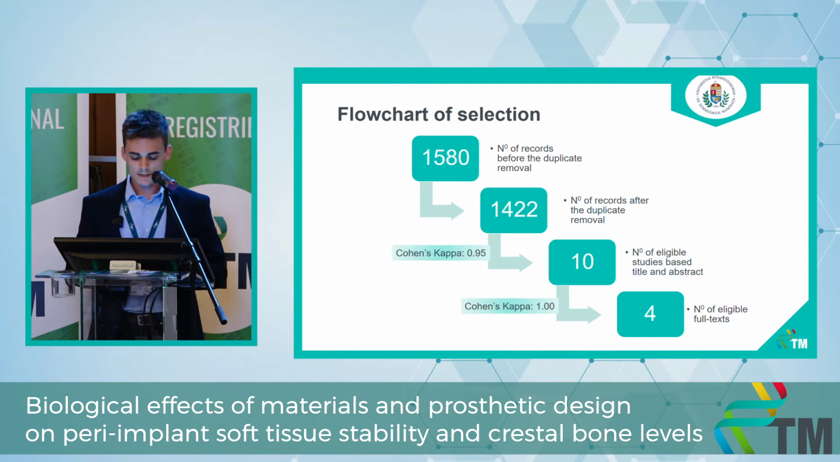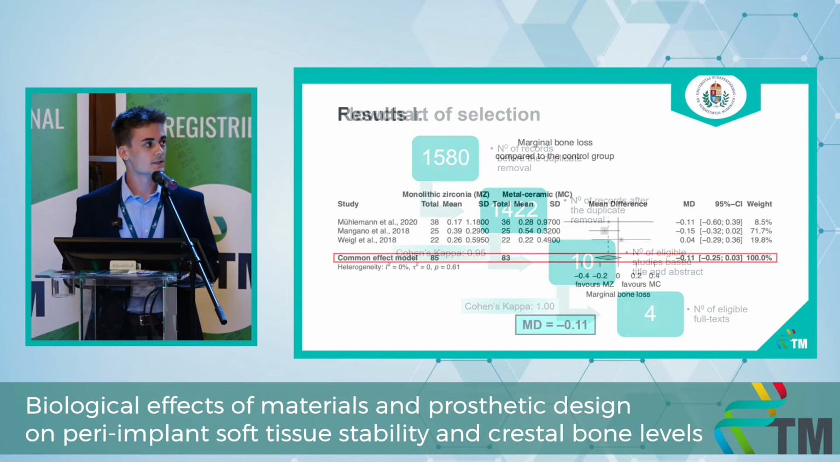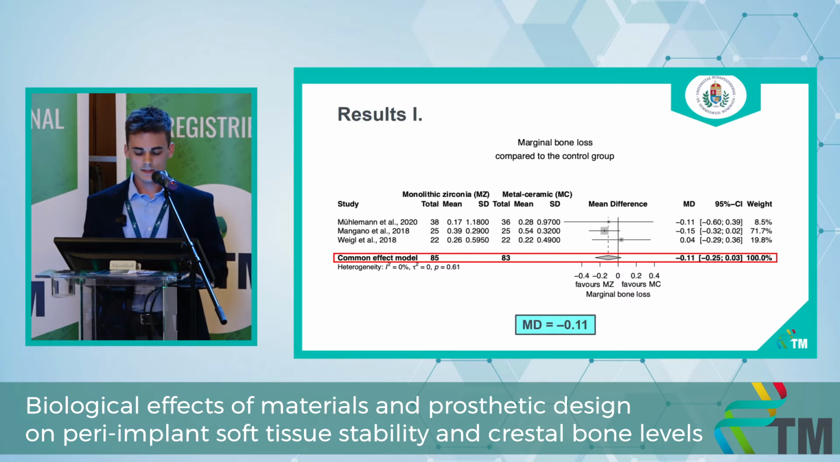After the selection process, we've got 4 eligible RCT articles, and our first result is marginal bone loss. This is important because bone gives the stability of the implant, thus indicates to us the success of the implant. This is measured in millimeters, and we can see that the mean difference is minus 0.11. This means that in the investigation group, we've got 0.11 less bone loss. However, this is not significant clinically nor statistically.